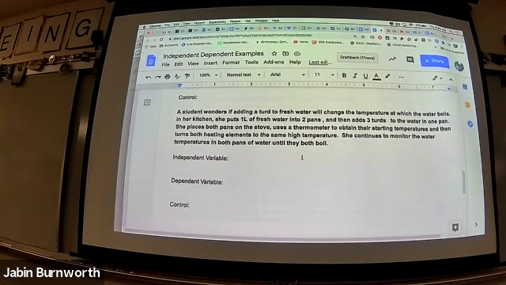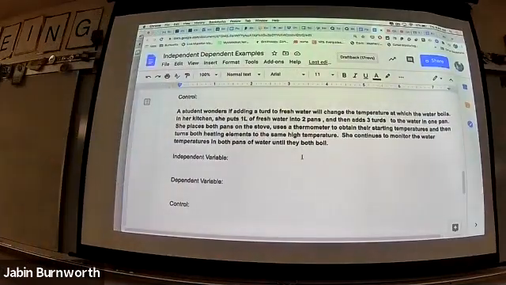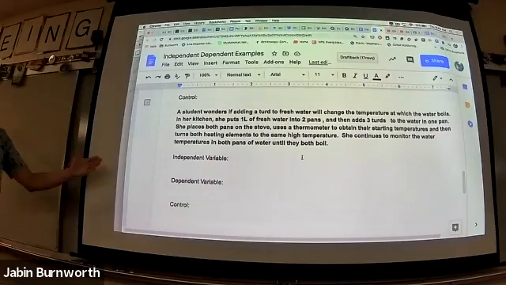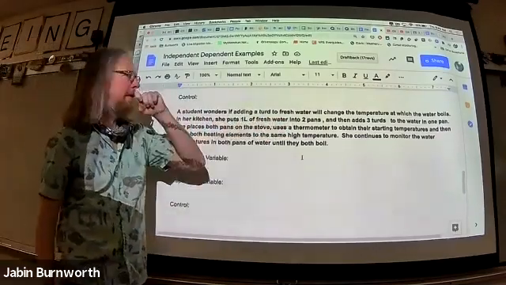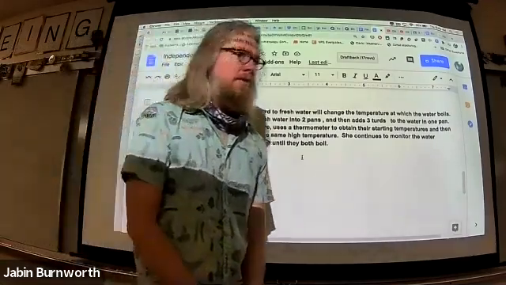Okay, this is a little bit longer than the other ones. So what's the control? The control is the normal pot of water. You do not want to really put turds in pots, right? But there you go. You use that nice word, normal. In this case, she puts 1 liter of fresh water into 2 pans and adds 3 turds in 1 pan, so that's the control.